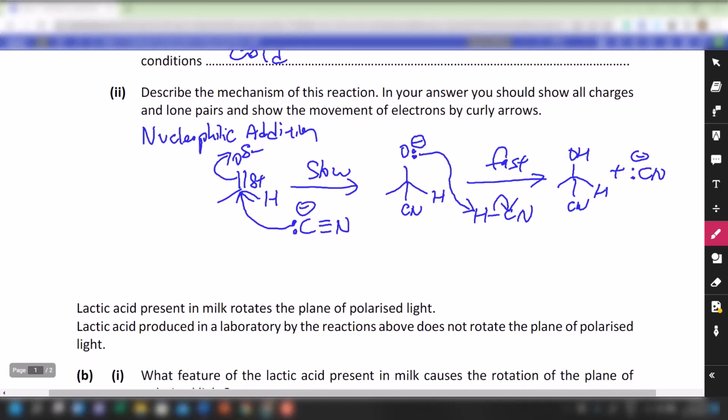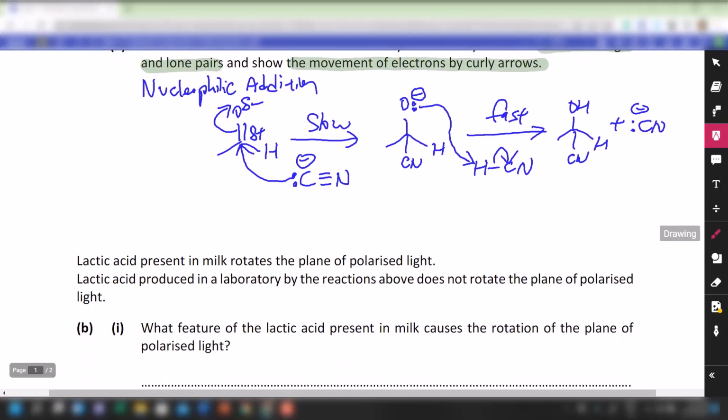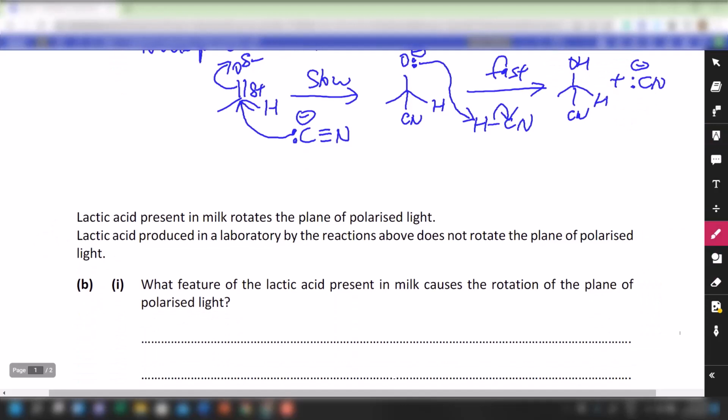I think that's about it. Make sure you understand that the phrasing of the question for mechanisms in H2 tends to always be something along the lines of: you need to show all charges, lone pairs, and the movement of electrons using curly arrows.